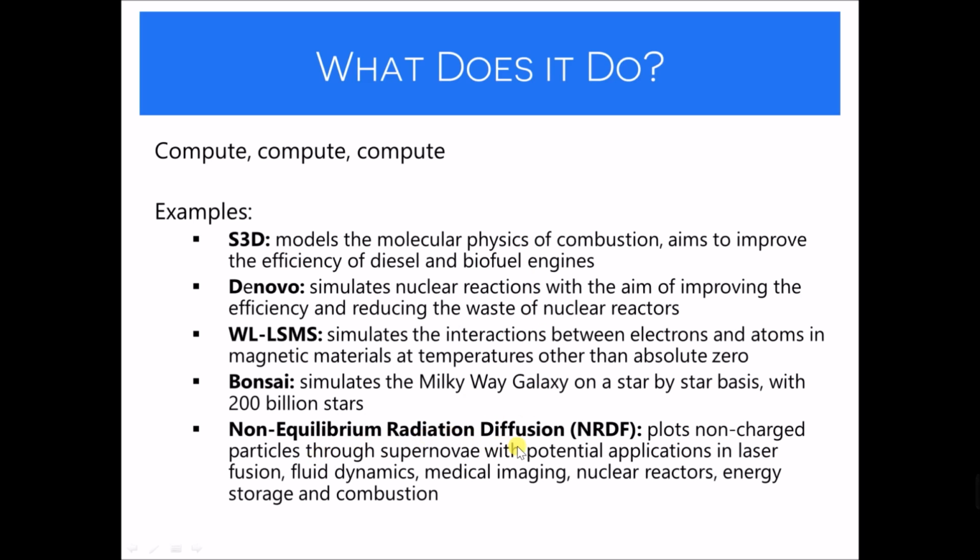Non-equilibrium radiation diffusion. That is supernova, with potential application to laser fusion, fluid dynamics, medical imaging, nuclear reactors, energy storage and combustion, right? So there's a lot of things there. As you can see, there are many different ways these supercomputers can be harnessed, and this massive compute power is needed because the real world is also massive and parallel, right? So to simulate these real world processes, you need an equally massive parallel system to make sure you can do this in a feasible time.